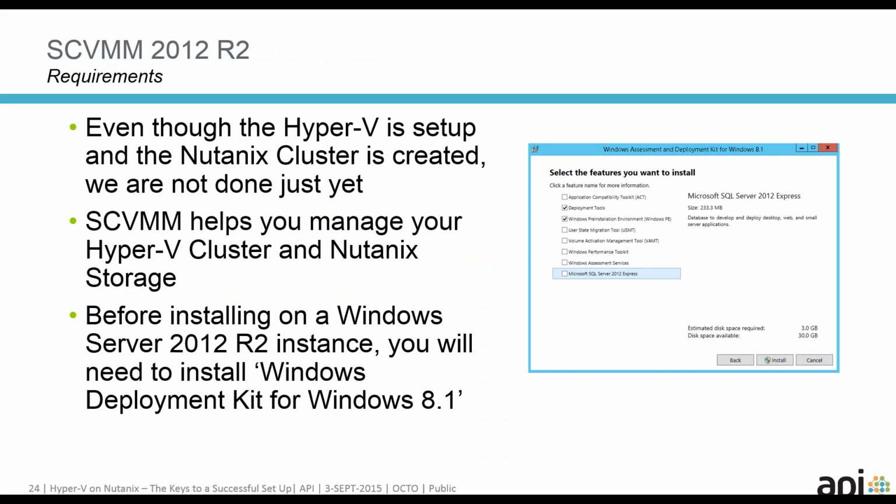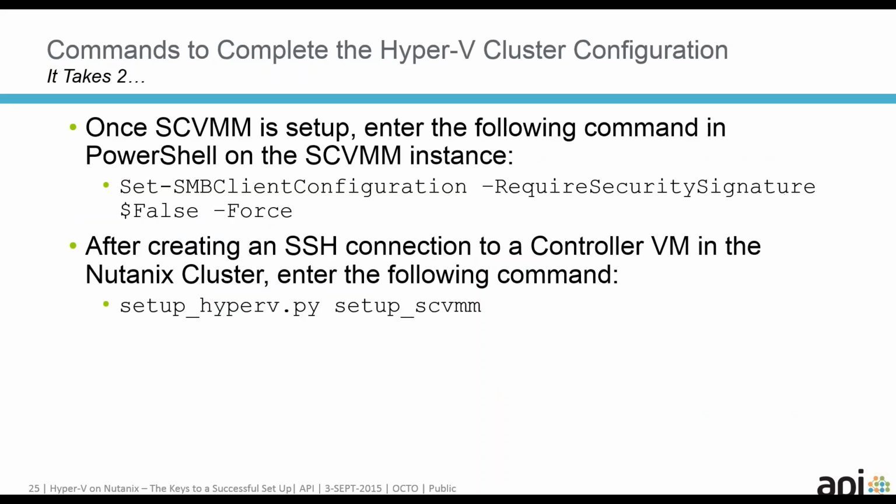Before you install VMM, make sure you meet the requirements. It's going to need a Server 2012 R2 instance, and you're going to have to install Windows Deployment Kit for Windows 8.1. Also, not something I mentioned here, but you need a SQL server, because that's the database for VMM. On the VMM server, run the commandlet, set SMB client configuration to not require security signature. And then on the controller VM, they have an automated script that will complete the cluster configuration from a Hyper-V standpoint. That's the failover server.